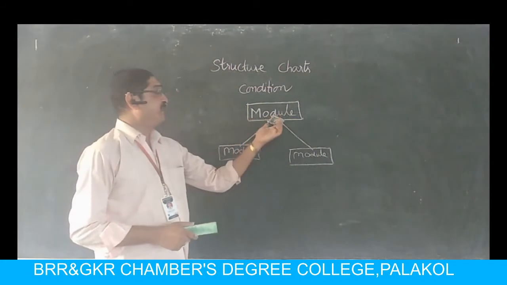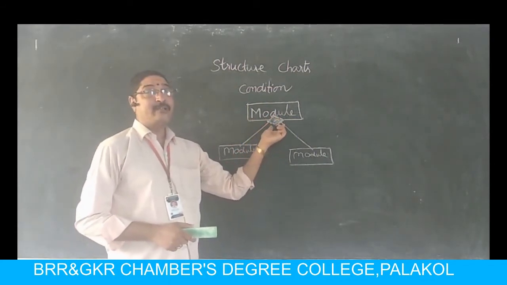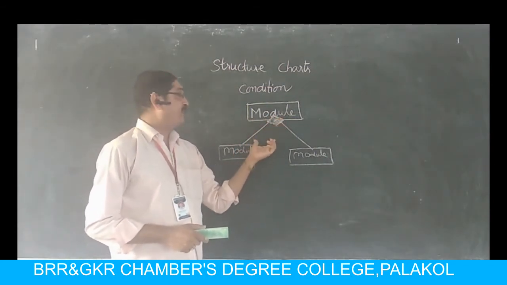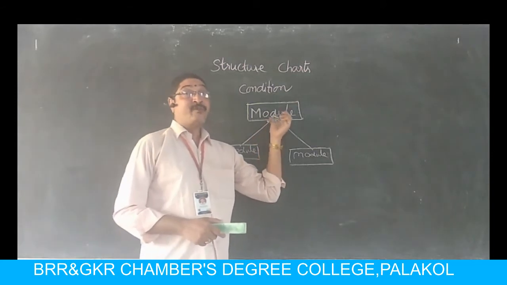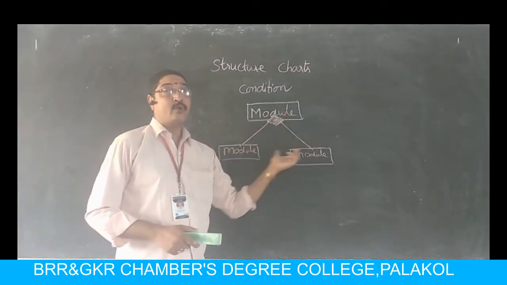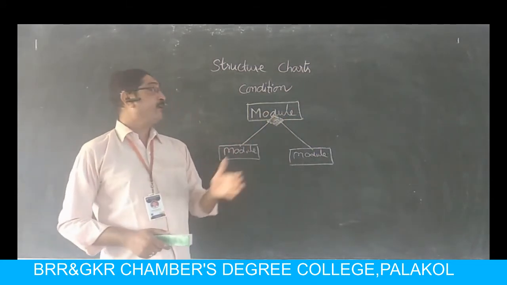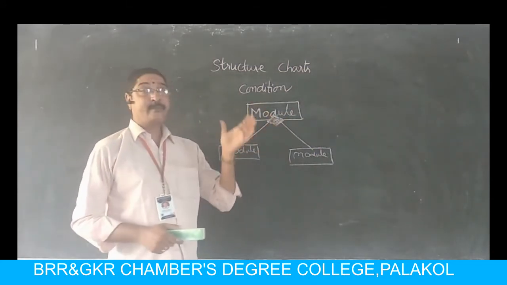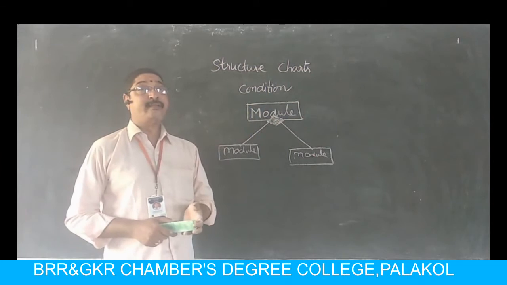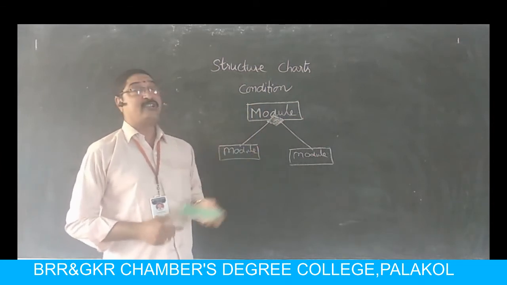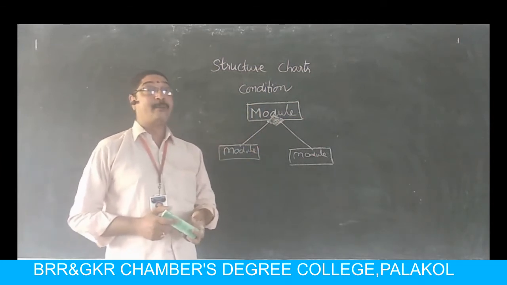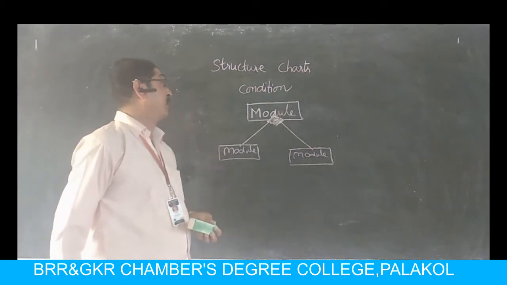Similarly, here also we used a conditional module. What this shows is, this main module will select any one of the modules based on the condition. It can be represented using this conditional module. This is another method in structure chart. Please study this diagram. I will explain another methodology in this structure chart.